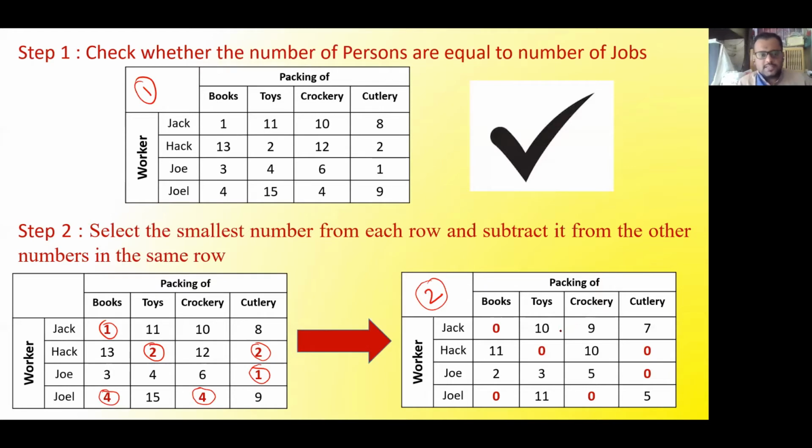In step 2, I am just subtracting 1 from each element in the first row. So I will get 10, 9 and 7. Then here if I subtract 2, I will get 11, 0, 10 and 0. And then the last time I will subtract 4, I will get 0, 11, 0 and 5. So can someone confirm this calculation? Sir, it's correct. Okay. As it is correct, let me move to the next step.